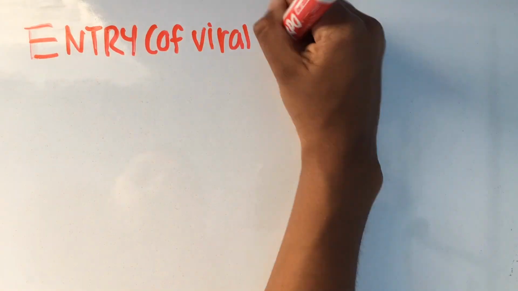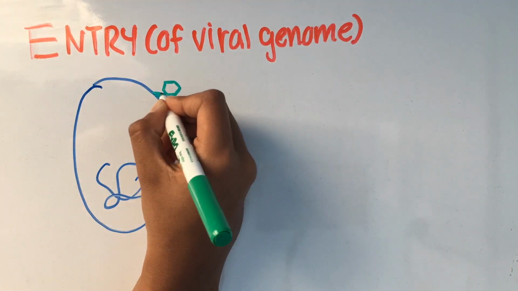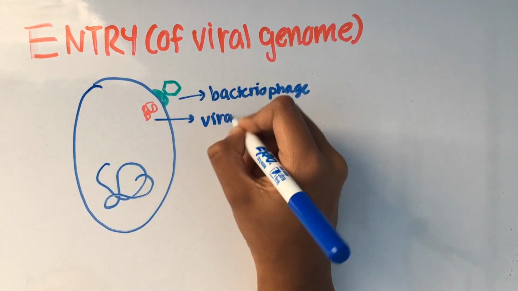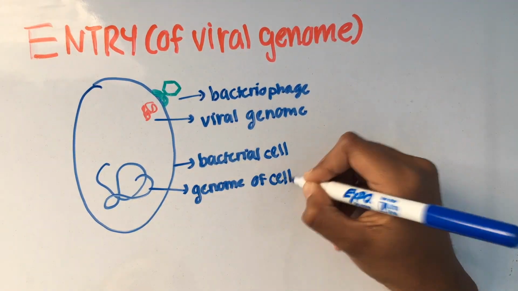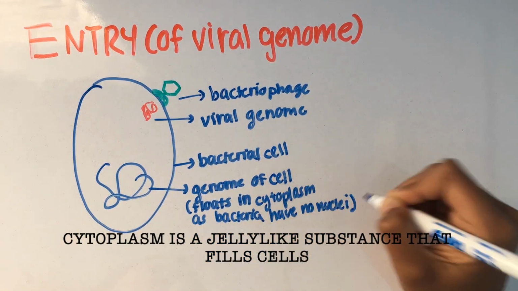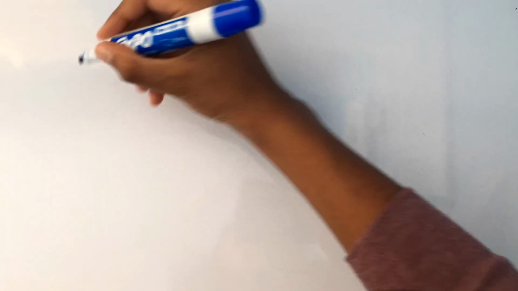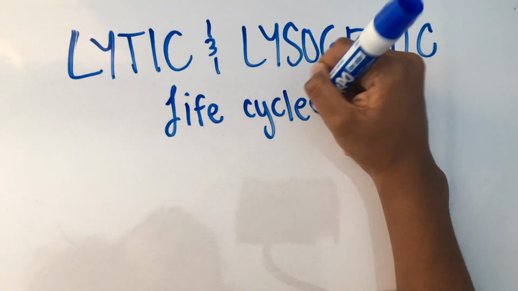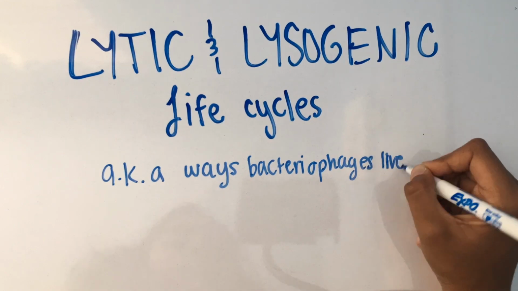The next step is entry, where the nucleic acid inside the capsid of the virus enters the host cell. Head-tail bacteriophages directly insert their genome into the cell like an injection. This is where a bacteriophage can go down two paths, the lytic or lysogenic life cycles.